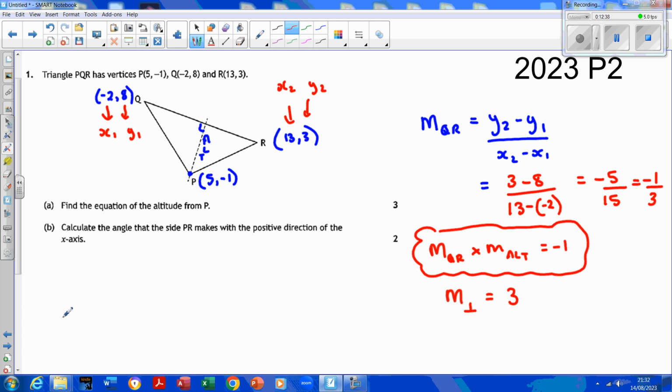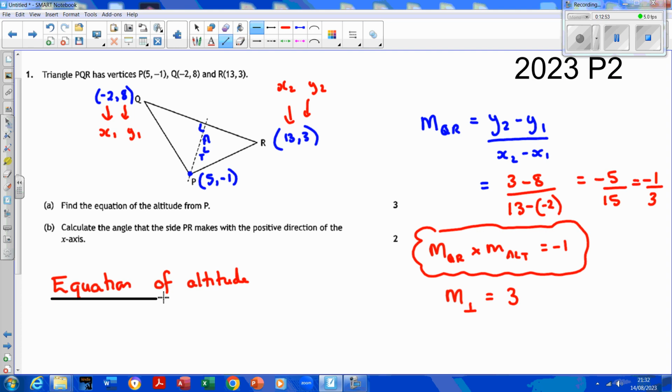So now I want the equation. So we do a wee subheading equation of altitude. Underline it. Okay, so gather all the information that I need to get the equation of this altitude. It's the equation of a straight line, same as National 5. You need a gradient and you need a point. So the gradient I've worked out is 3. The point, and the only point that I know on the altitude, there's the altitude there, is this point P. You'll only ever know one point on an altitude, and the coordinates are 5, -1.